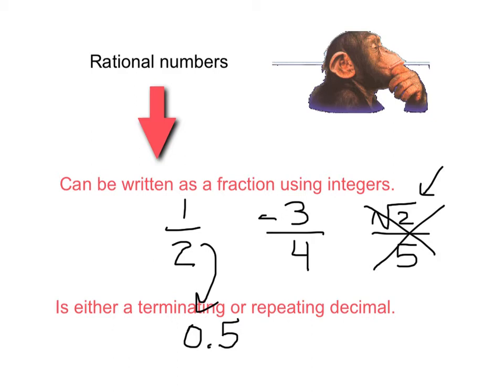And so, for instance, 0.6 repeating. That would be considered a rational number. And we could write that as a fraction using integers. And we did do that. If we were to change 0.6 repeating into a fraction, the fraction would be 2/3. So if a number can be written as a fraction using integers, then it will also be a terminating or repeating decimal. We call those numbers rational numbers.